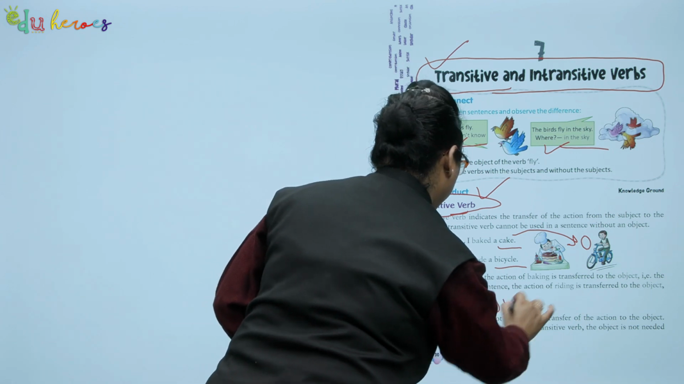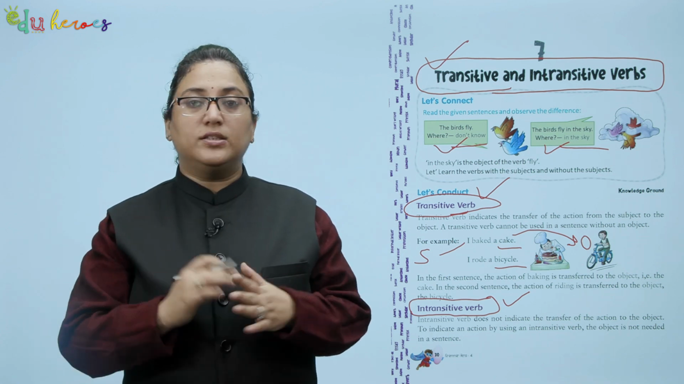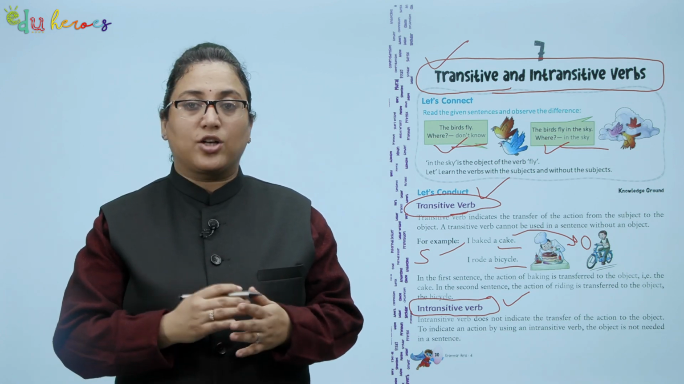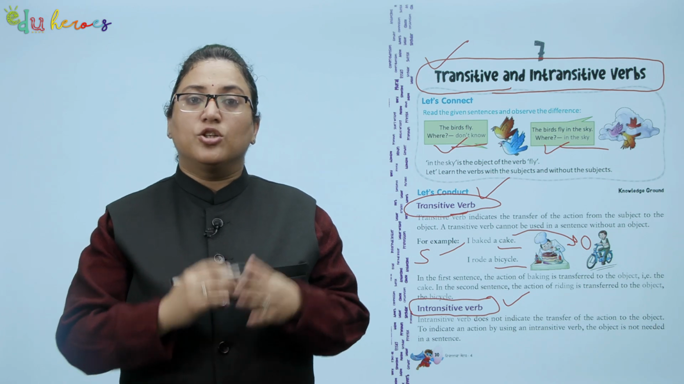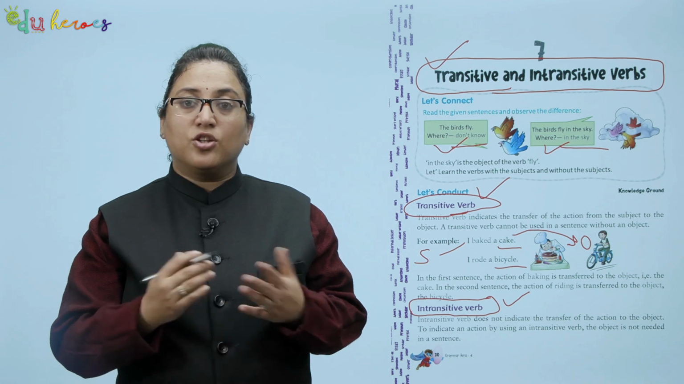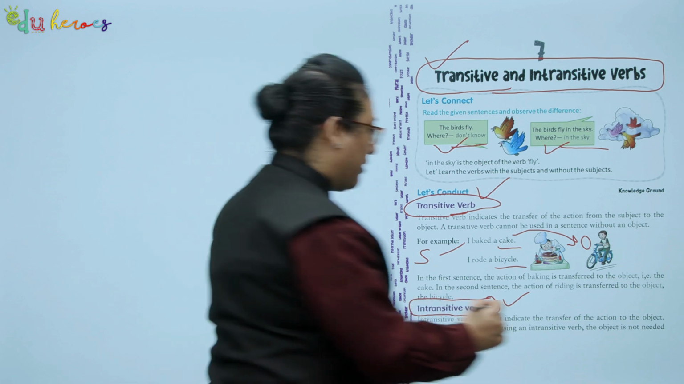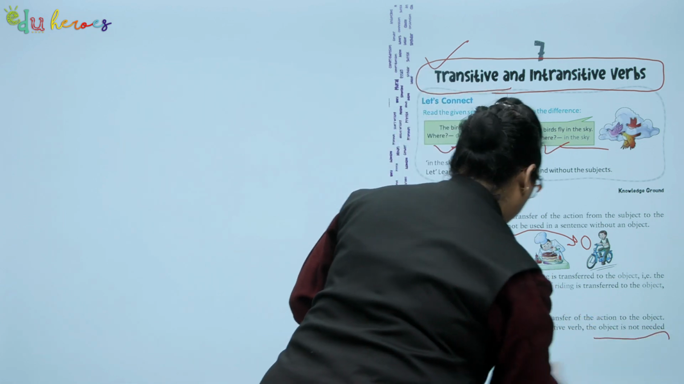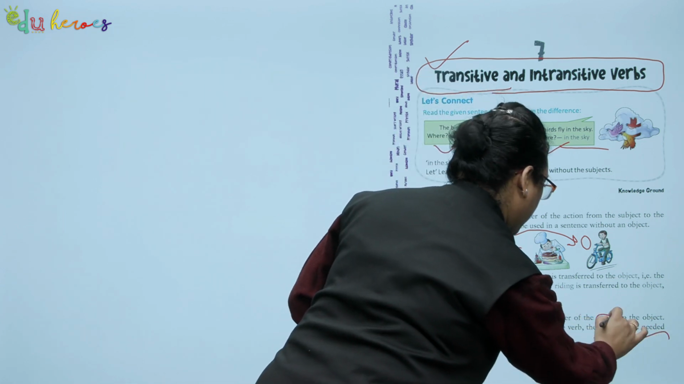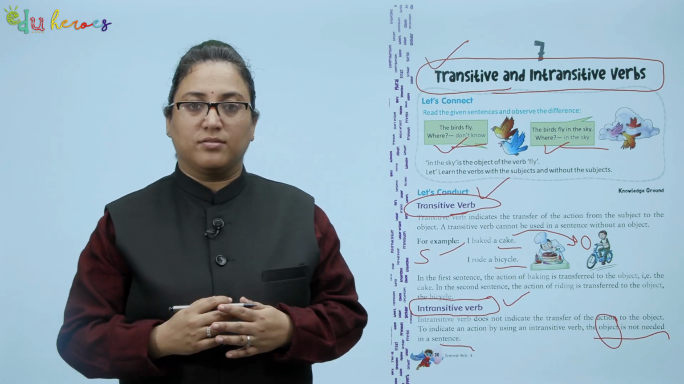Intransitive verb. Intransitive verb does not indicate the transfer of the action to the object. To indicate an action by using an intransitive verb, the object is not needed in a sentence. So, our focus would be, it is not needed. We don't need an object. So, both are literally opposite.